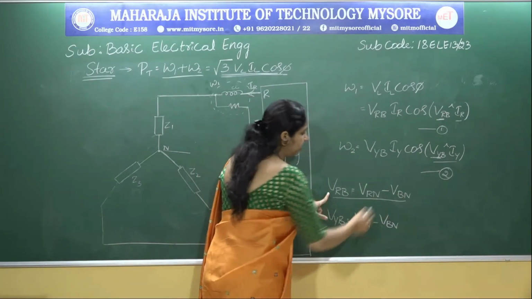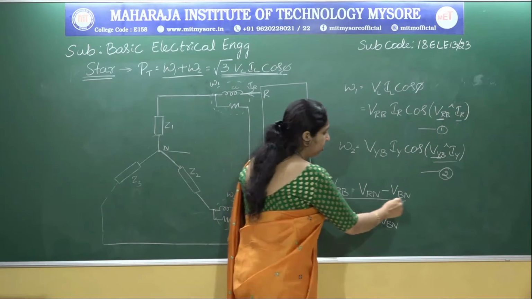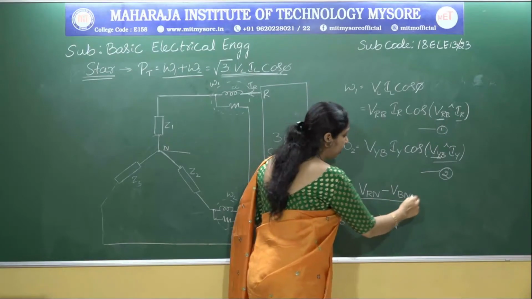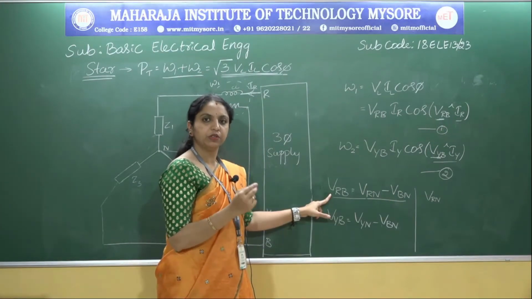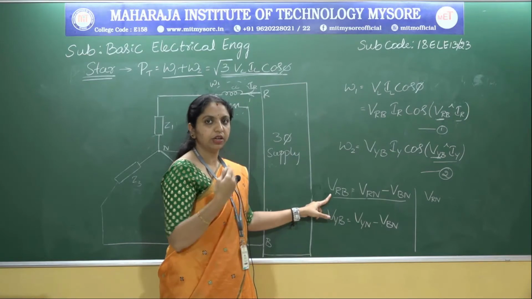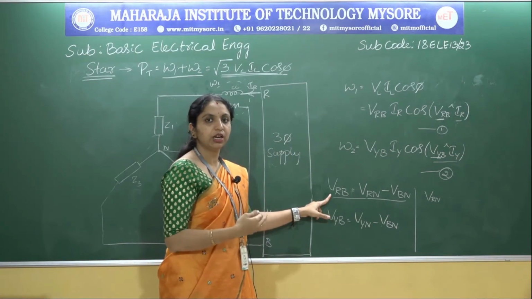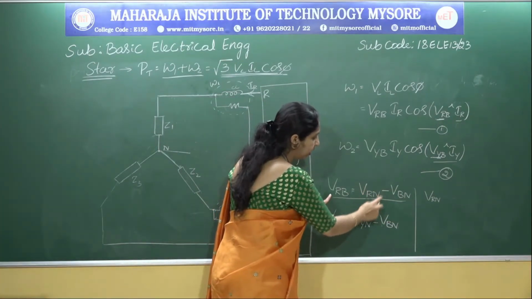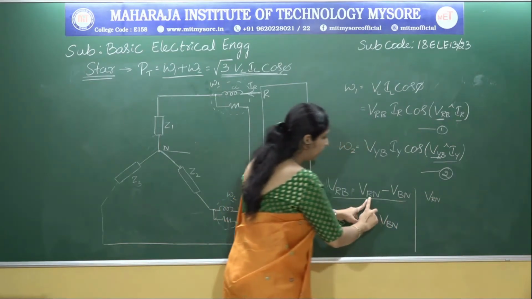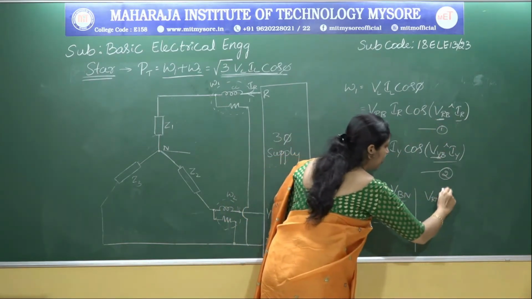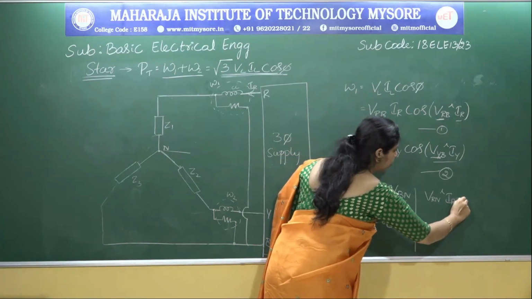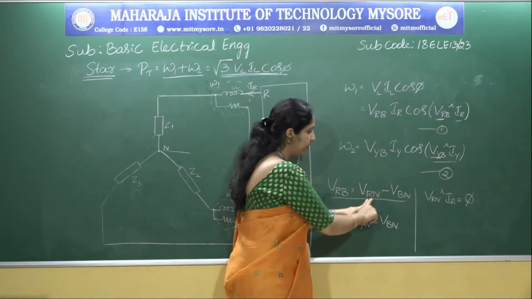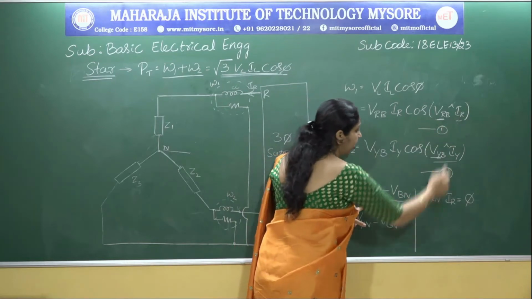Now, considering the first equation, VRB is expressed in terms of VRN minus VBN, and to draw the phasor diagram, we should always start with the phase values, as I have already explained in the previous session. Now what are the phase values here? VRN and VBN. So let us take this VRN, and the angle difference between VRN and the current IR, let us assume this as phi. I'm just assuming the angle difference between VRN and IR as phi.